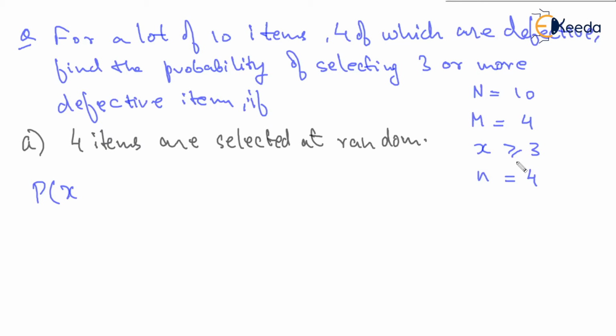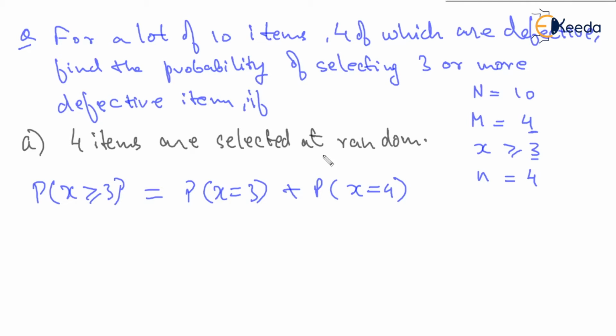So what is the maximum number of defective items we can have? The number of defective items we can have is maximum 4, and what is the minimum they want? That is 3. So x should be greater than or equal to 3, which is probability of x equal to 3 plus probability of x equal to 4. We cannot have more than 4 defective items, right?